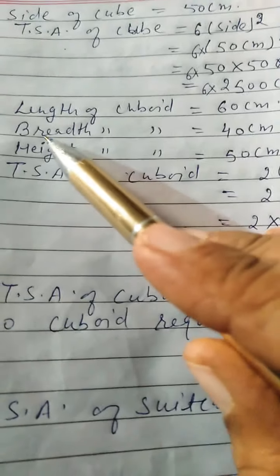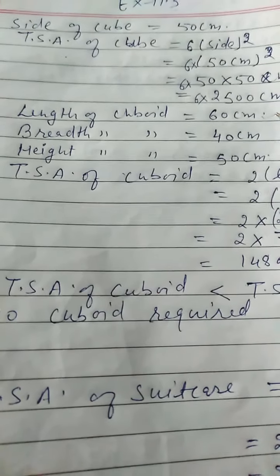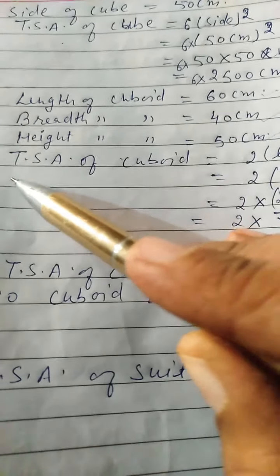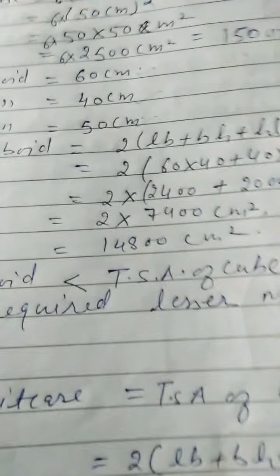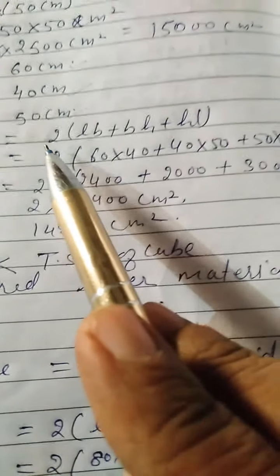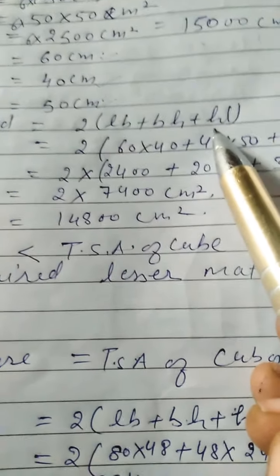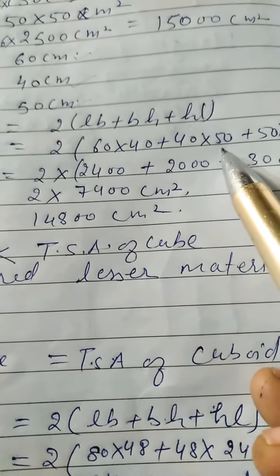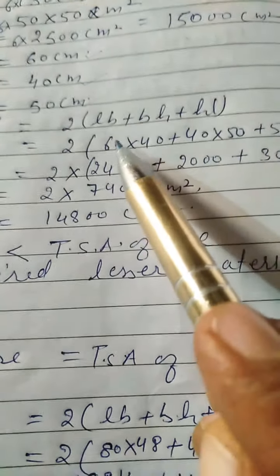Now the length of the cuboid is 60 centimeter, breadth is 40 centimeter, and height is 50 centimeter. We have to find the TSA of the cuboid. By the formula, you know that it is 2 into (LB plus BH plus HL). So 2 into, L is 60, B is 40, height is 50. Just put all the values here and multiply.